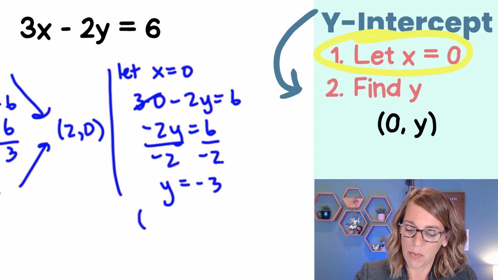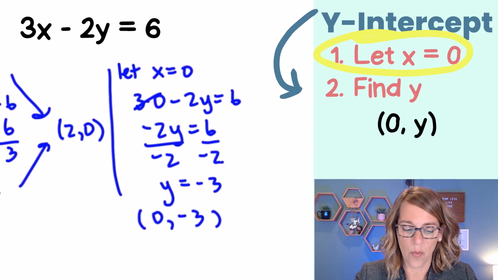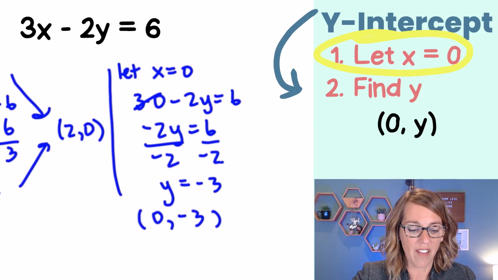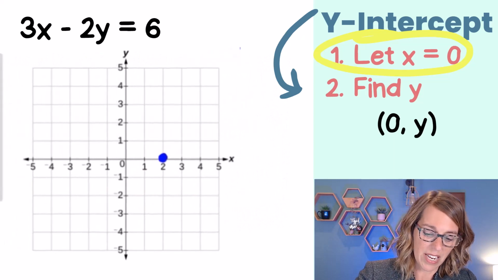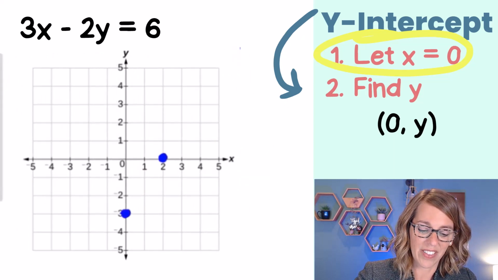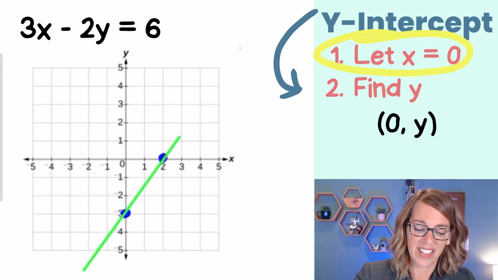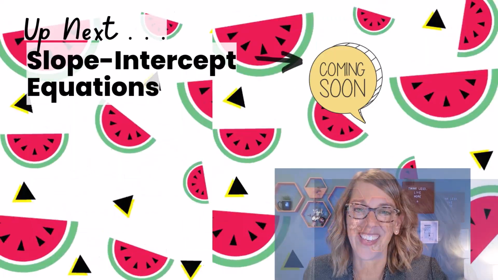So that gives me the point 0 for x and negative 3 for y. Let's go ahead and move the graph back so we can see it and plot that point. So that gives me negative 3 for y, and I can plot the line that goes through these 2 points. I think you've got it.